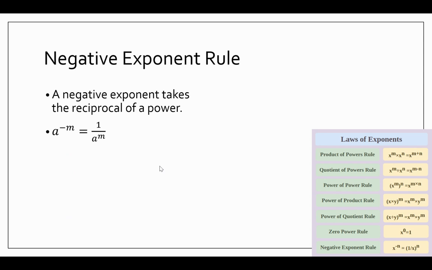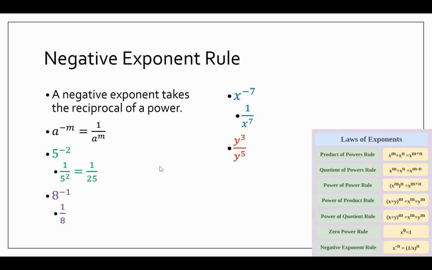Next, we have the negative exponent rule. A negative exponent takes the reciprocal of a power. Reciprocal is when we flip things over. So if we have a to the negative m, it's going to be equivalent to 1 over a to the positive m. Example here, 5 to the negative 2 is 1 over 5 squared, which is 1 over 25. 8 to the negative 1 is 1 over 8. x to the negative 7 is 1 over x to the 7.